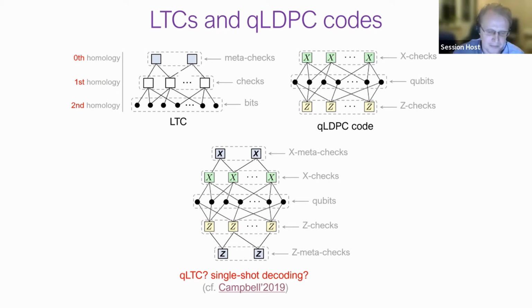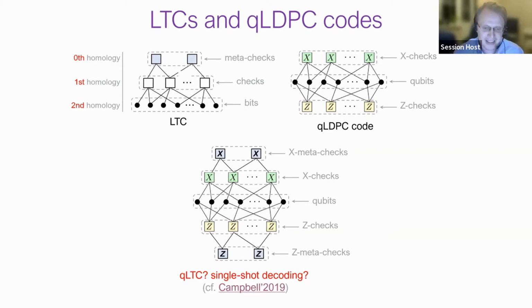And what is interesting, this idea can also be generalized to, for example, five layers. You can find this idea in the brilliant paper of Earl Campbell. He considered it for single-shot decoding, but I assume that this kind of five-term complex can also be used to prove some other interesting conjectures. For example, the quantum LTC conjecture. Quantum LTC is just a quantum analog of a locally testable code.